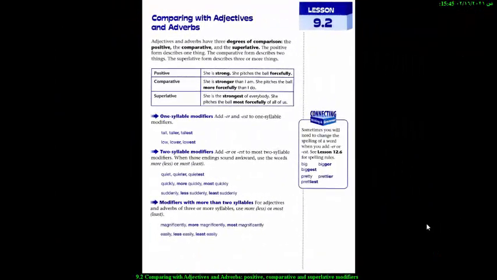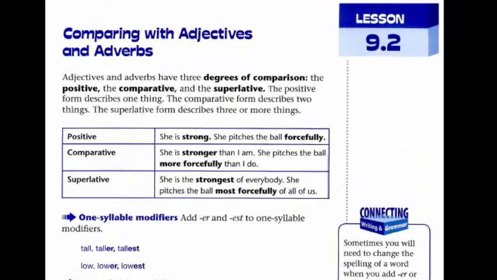Let's get started here. Adjectives and adverbs have 3 degrees of comparison. The first one is called the positive, the second one is called the comparative, and the third one is the superlative. When you talk about one item in a sentence, or when you describe an item in a sentence, you use the positive modifier. Let's have a look at the table here.